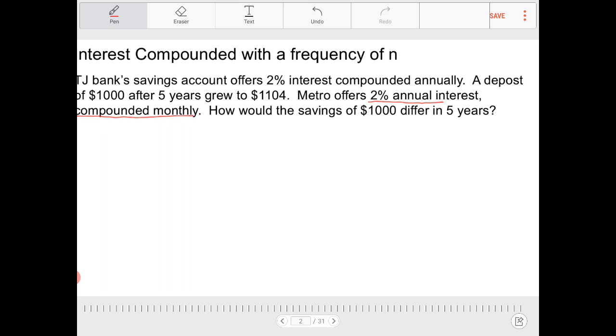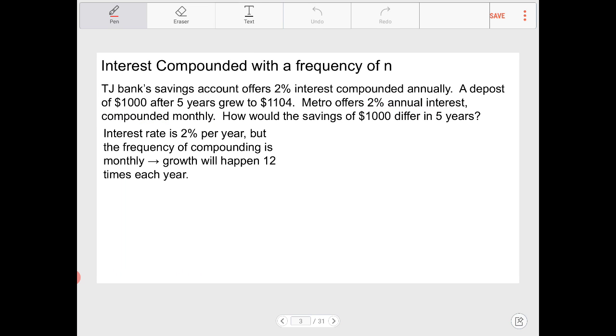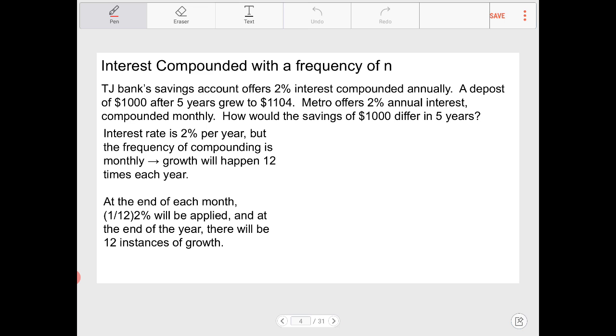So how does that translate? The interest rate is 2% per year, but the frequency of compounding is monthly. Growth will happen at 12 intervals, at 12 equal increments. So what this really means is that at the end of each month, the interest that you're going to collect will be 1/12 of 2%.